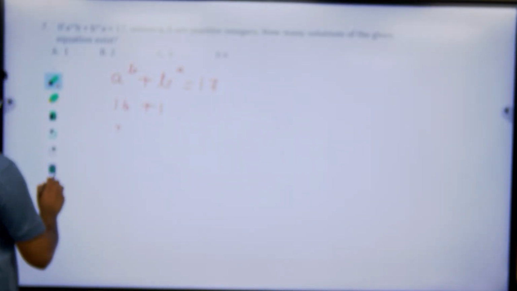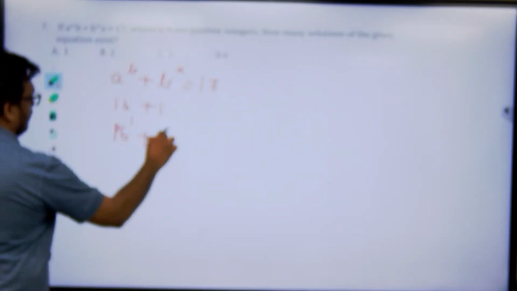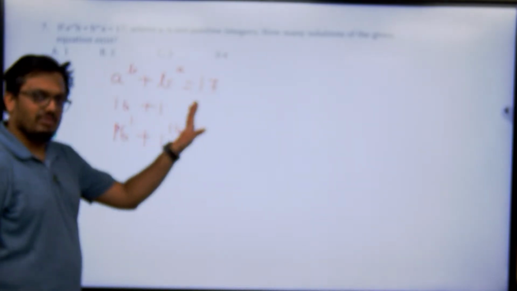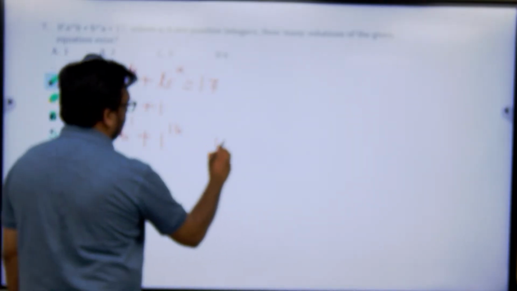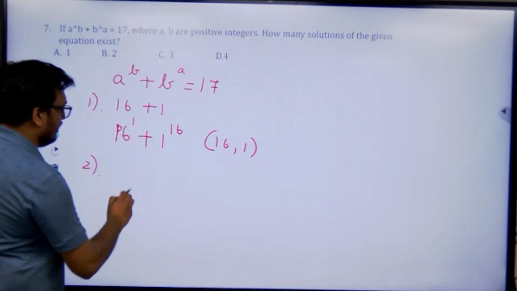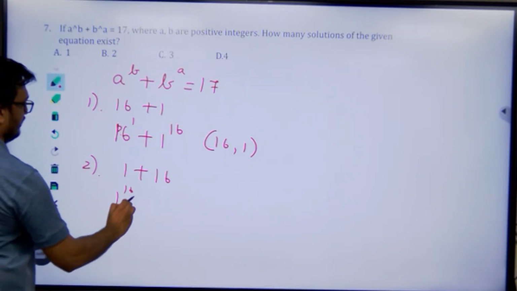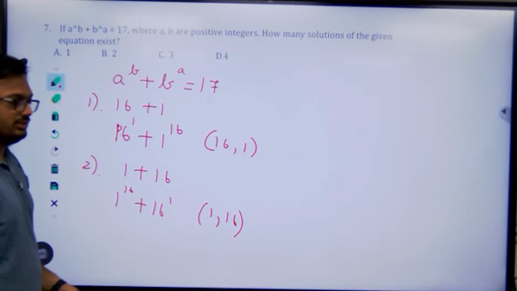And then 16 plus 1. You can write it as 16 power 1 plus 1 power anything, always 1 only. So here A value 16, B value 1. One solution. You can write it as 1 plus 16 also: 1 power 16 plus 16 power 1. Here A value 1, B value 16. Two solutions.